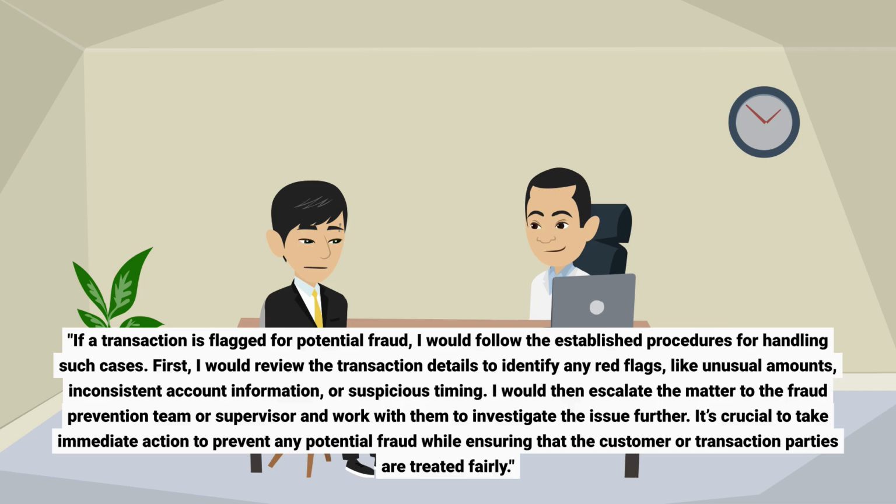If a transaction is flagged for potential fraud, I would follow the established procedures for handling such cases. First, I would review the transaction details to identify any red flags, like unusual amounts, inconsistent account information, or suspicious timing. I would then escalate the matter to the fraud prevention team or supervisor and work with them to investigate the issue further. It's crucial to take immediate action to prevent any potential fraud while ensuring that the customer or transaction parties are treated fairly.